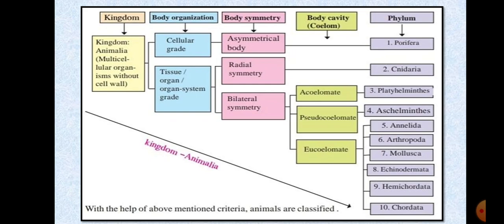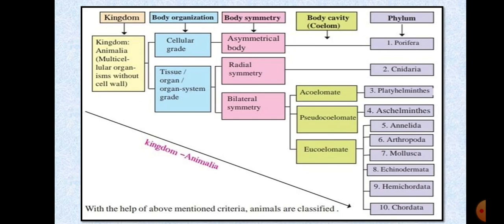Then there will also be some organisms which belong to the tissue organ system grade body organization, but they show bilateral symmetry. Then you have body cavity to study. So as the phylums get higher and higher, you would be able to see more and more criteria being present. The animals would be much more developed. And this is how the classification is done from lesser developed to totally developed animals.